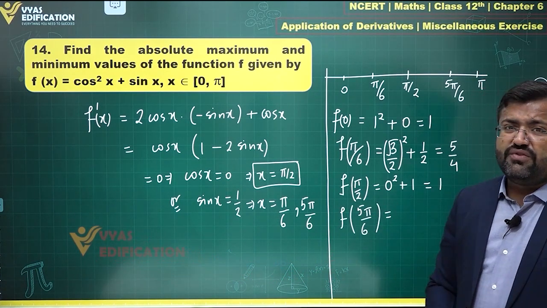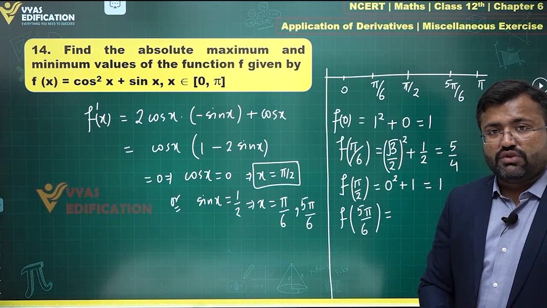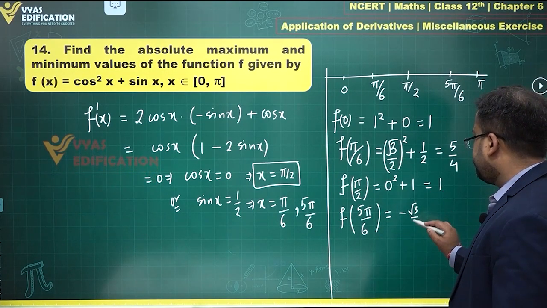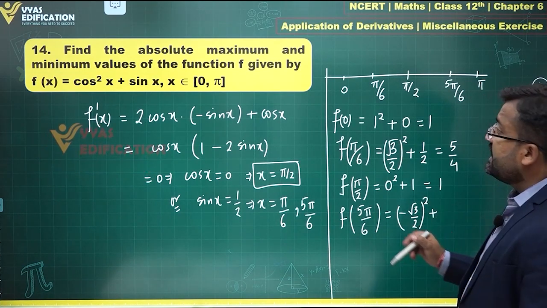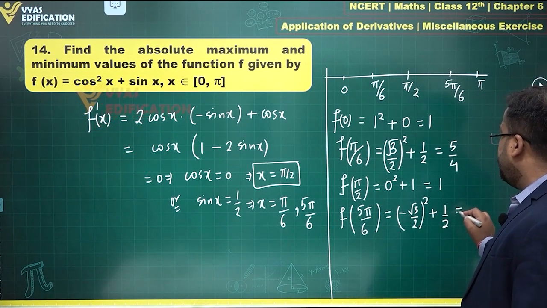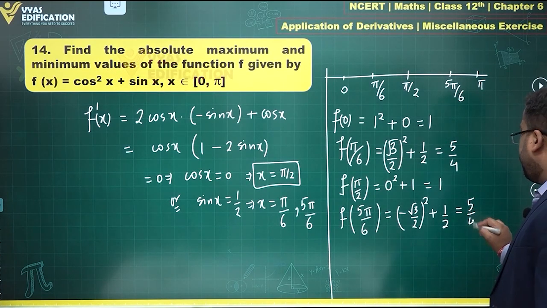This is equal to what? Cos of 5 pi by 6, that is minus root 3 by 2. But you have a square, plus sin 5 pi by 6 is 1 by 2, and this again becomes this 5 by 4 over here.